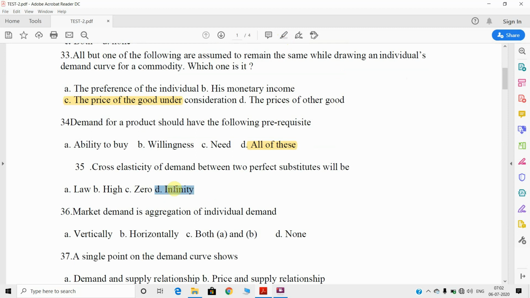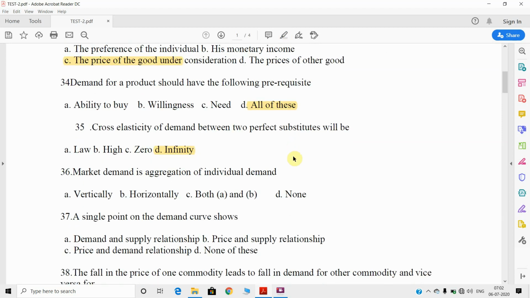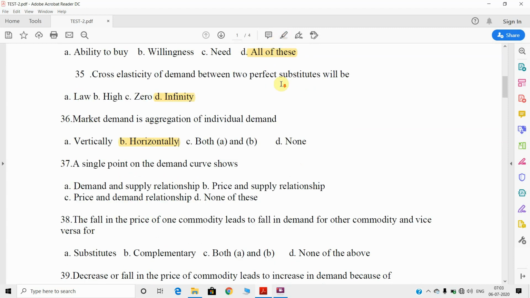The answer will be, it is very easy, that is infinite. In case of perfect substitution, the cross elasticity is infinite. The market demand curve is aggregation of individual demand curves, that is horizontally. So that will be the answer, right? Next 37. A single point on the demand curve shows. The answer will be C, the price and demand relationship.